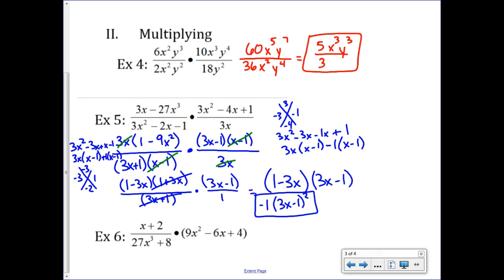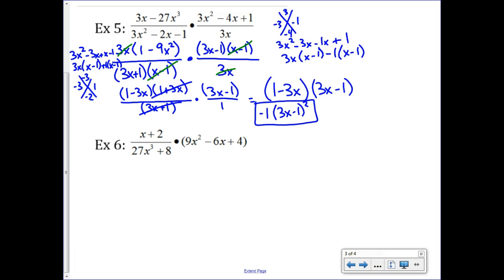Let's try one more of these. So on this one, what I see is this is really 9x squared minus 6x plus 4 over 1, if you want to keep track of what's in the numerator, what's in the denominator. I want to see what I can take out of all of these things, what I can simplify out before I try to combine anything. So I have x plus 2, there's not a whole lot I can do there.